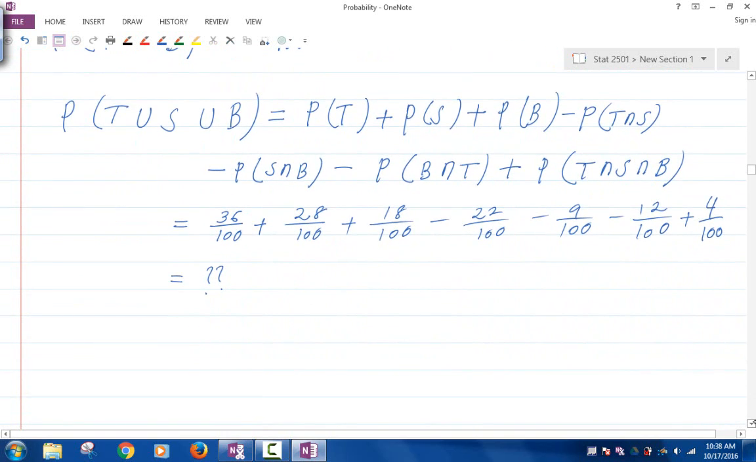Well, by using the inclusion-exclusion principle, we know that it is the probability of T plus the probability of S plus the probability of B minus the probability of T intersect S minus P of S intersect B minus P of B intersect T plus P of T intersect S intersect B. And then you just plug in the numbers, and then you simply do the arithmetic there, okay?